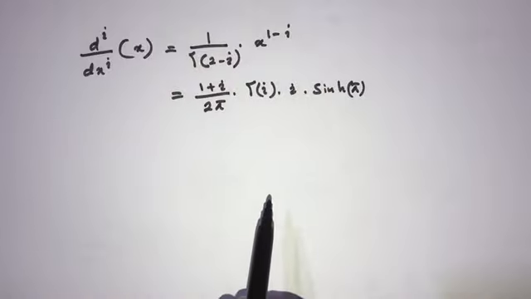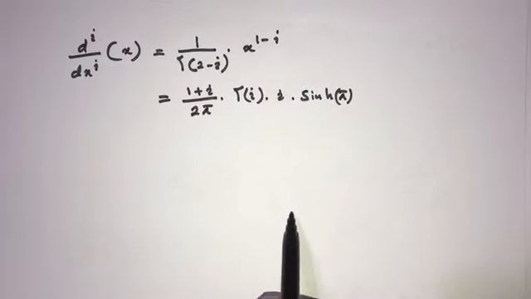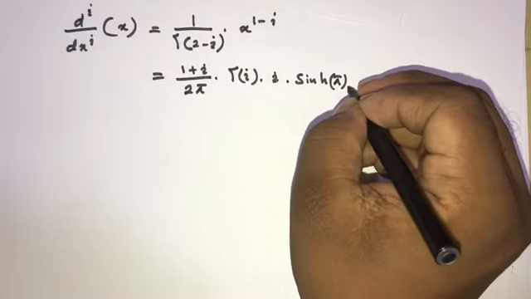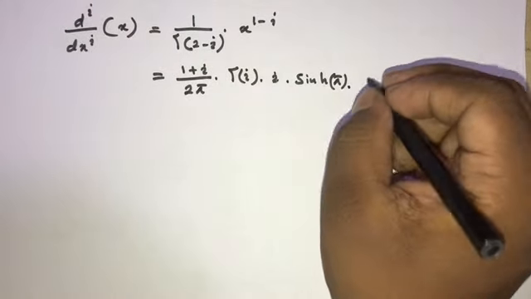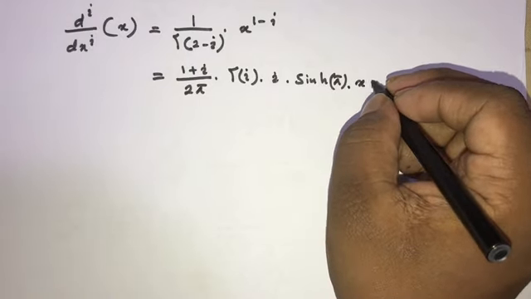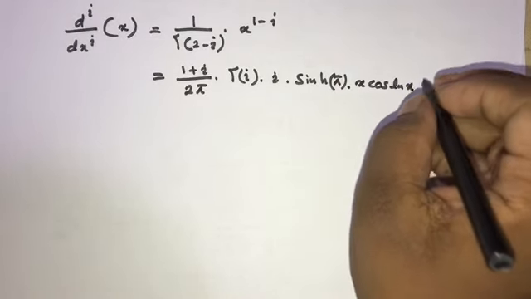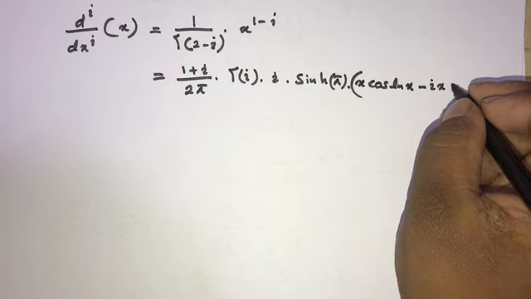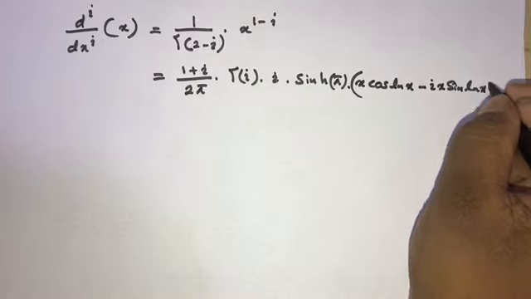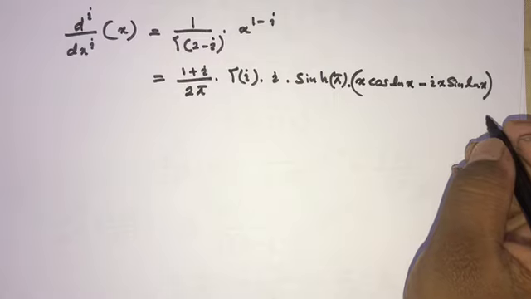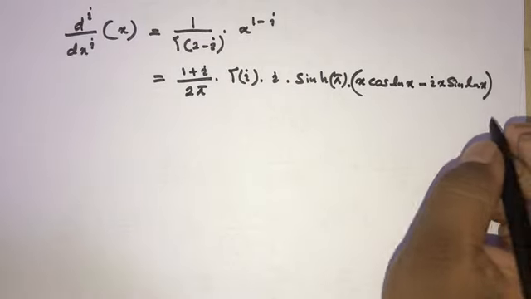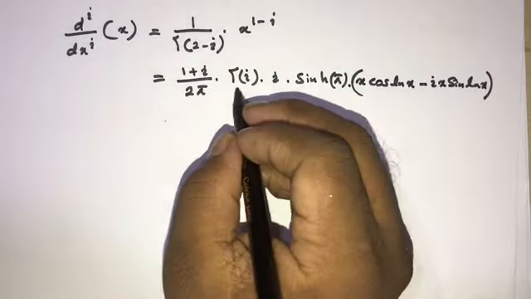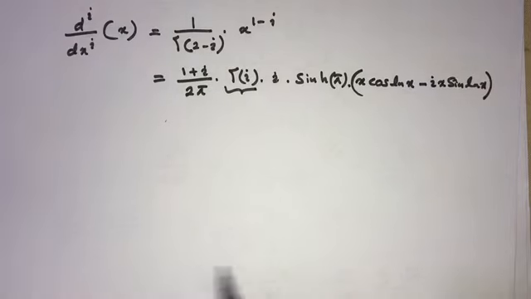So I rewrite this, so we can write x times cosine of natural log of x minus i times x times sine of natural log of x. Now this is the i-th derivative of x, but now we have gamma of i.